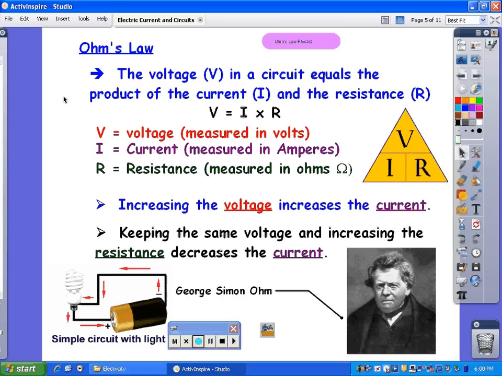Increasing the voltage increases the current. That's really what you need to walk away from with Ohm's law. If you increase the voltage, the current increases. If you decrease the voltage, then the current decreases.